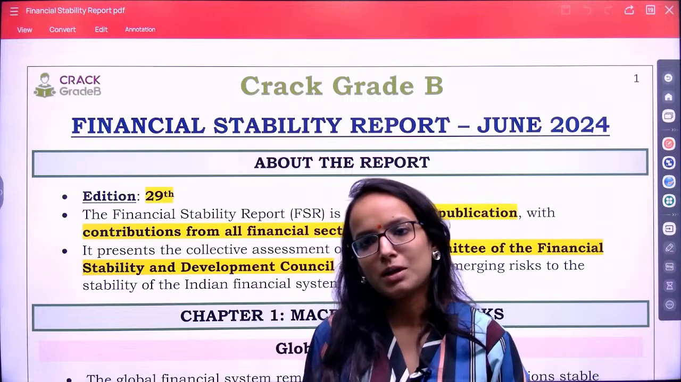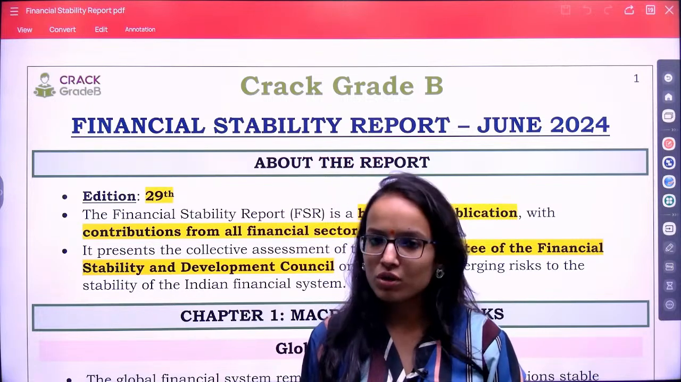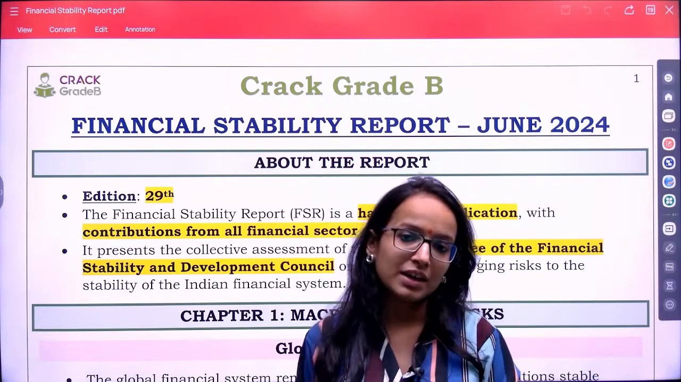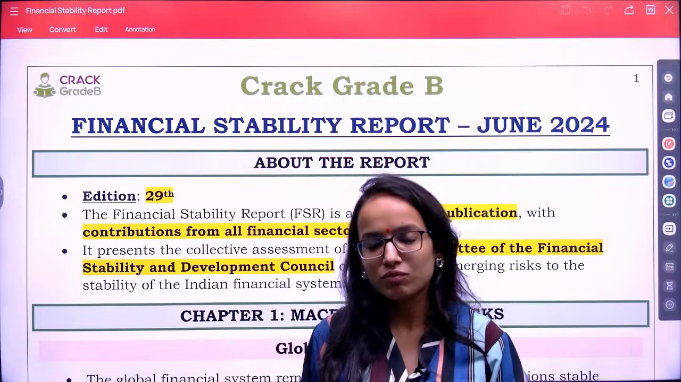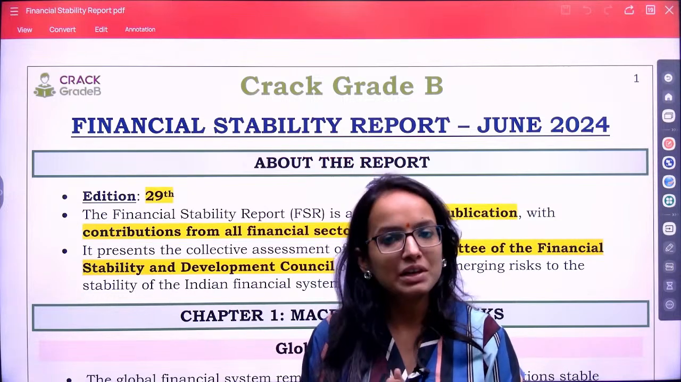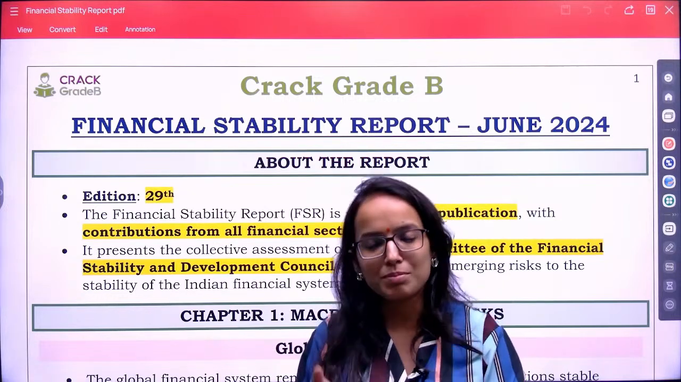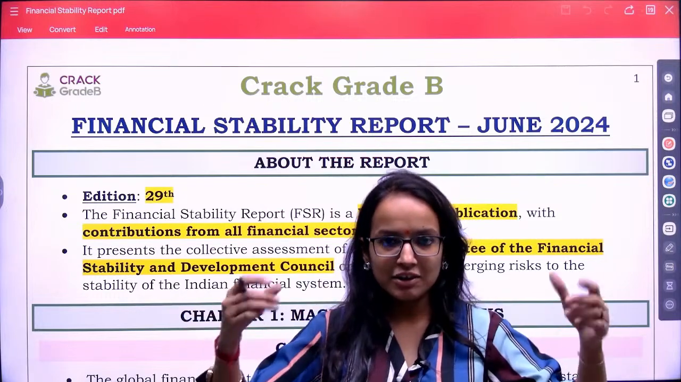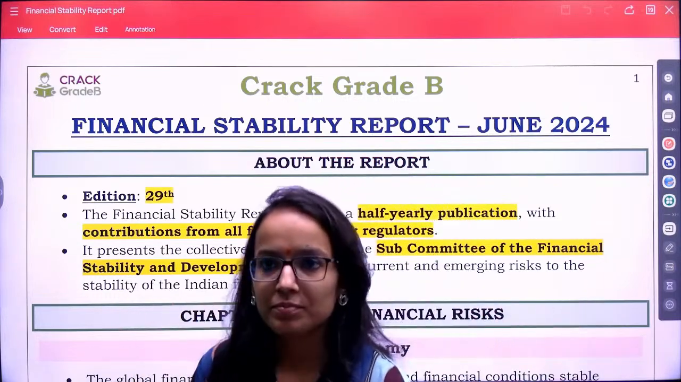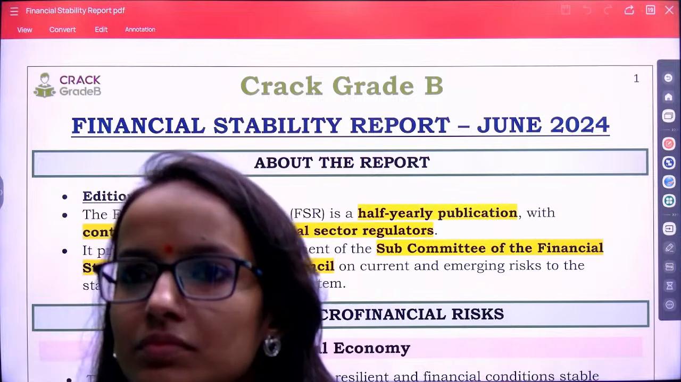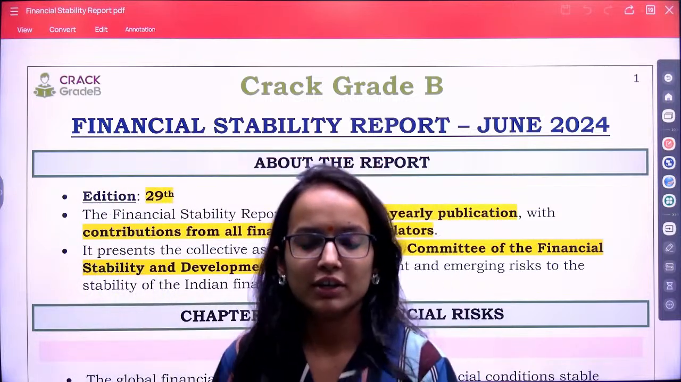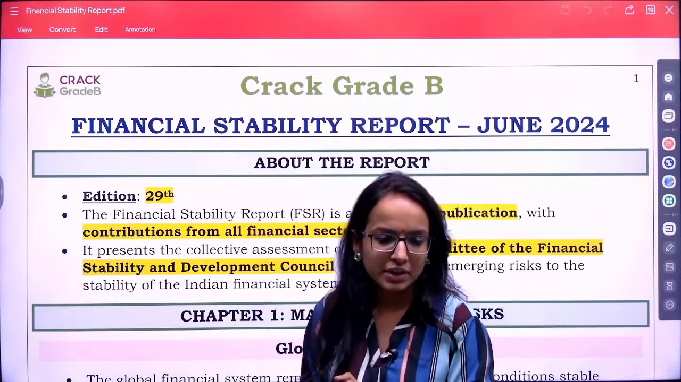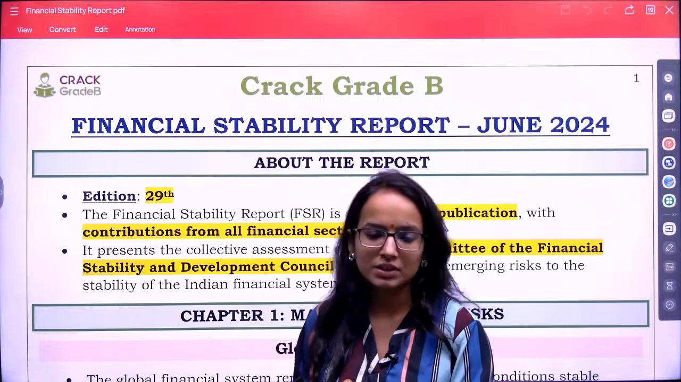So we will try to complete it comprehensively with focus on each and every trend, fact, as well as relevant concepts. Whatever concepts are written here will be cleared so that you are able to remember all these facts, and then interconnect and remember the trend as well. So far, other than the RBI annual report and this FSR, this report is important.